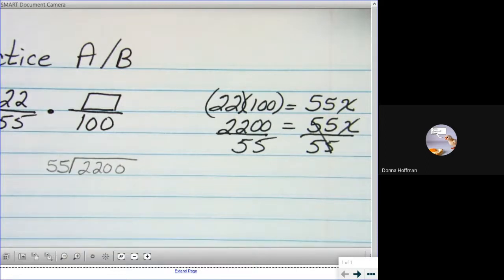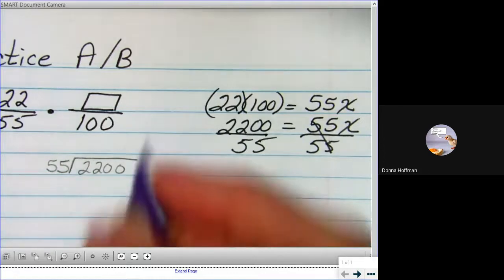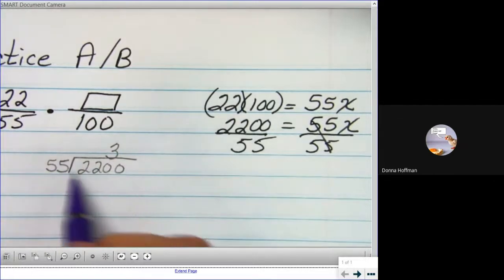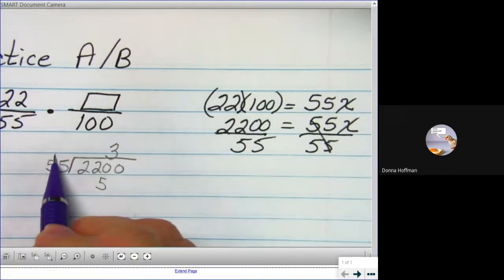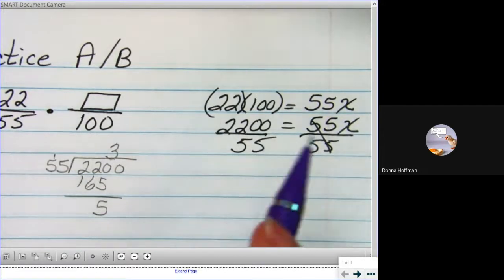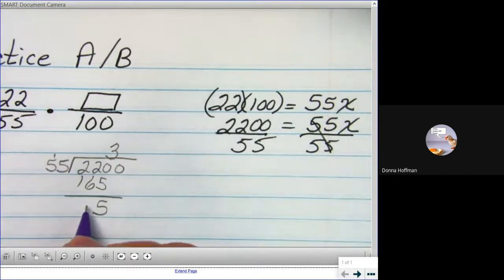Probably 3, because if I did 4, it would take me over 200. Right. So 3 times 5 gives me that 15. 3 times 5 is 15 plus 1. So what do you think? That's 5 here?